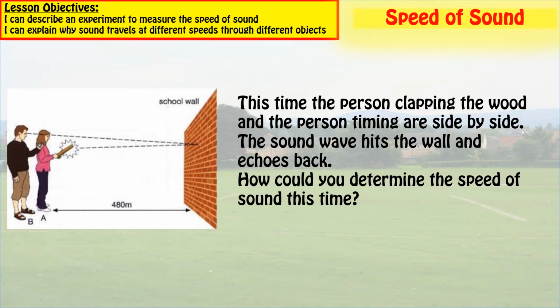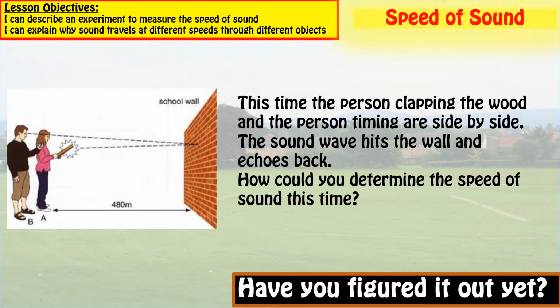How could you determine the speed of sound this time? So that's all the information you've got. How would you work out the speed of sound? What would you do? Okay, you've got a distance. The lady in the pink to the wall is 480 meters. You can see where the sound wave's going and he's got a stopwatch. How could you determine the speed of sound? So what I want you to do is to pause the video and just jot down some bullet points about what you would do to be able to determine the speed of sound this time.